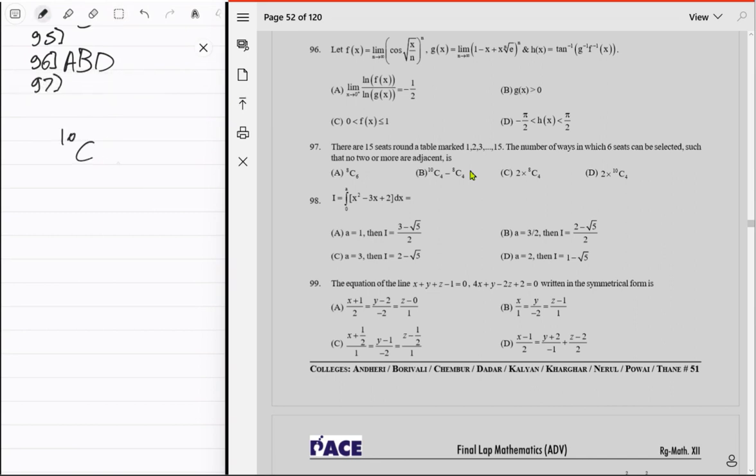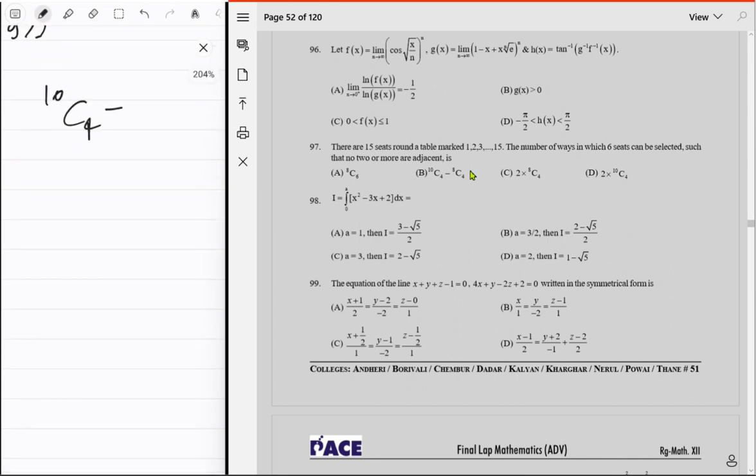10c4 minus, right, जब वो सामने रहेगा, okay, like when that is occupied you cannot have that occupied. जो दोनों occupied है, then you just have 8 remaining places, or 10c6, sorry. Right, वो दो भी गए ना, just 8c4 in that case. So yes, it's B. Next question.